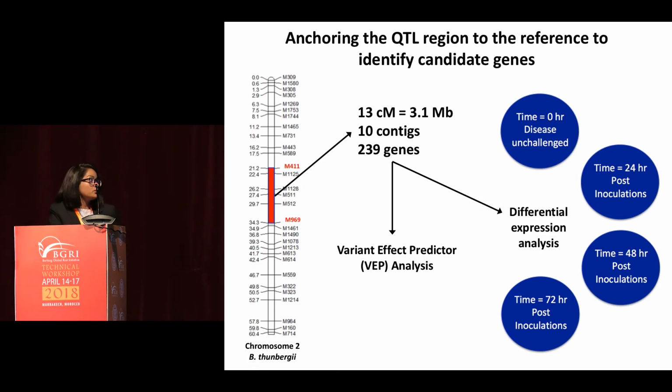And now to move forward, we are taking 2 approaches. Differential gene expression analysis, by inoculating the plants and sampling at different time intervals corresponding to disease development. And the second would be the variant effect predictor, in which we are trying to do the function-related analysis by aligning the sequence from the susceptible parent to the resistant parent to find the genes associated with stem rust.